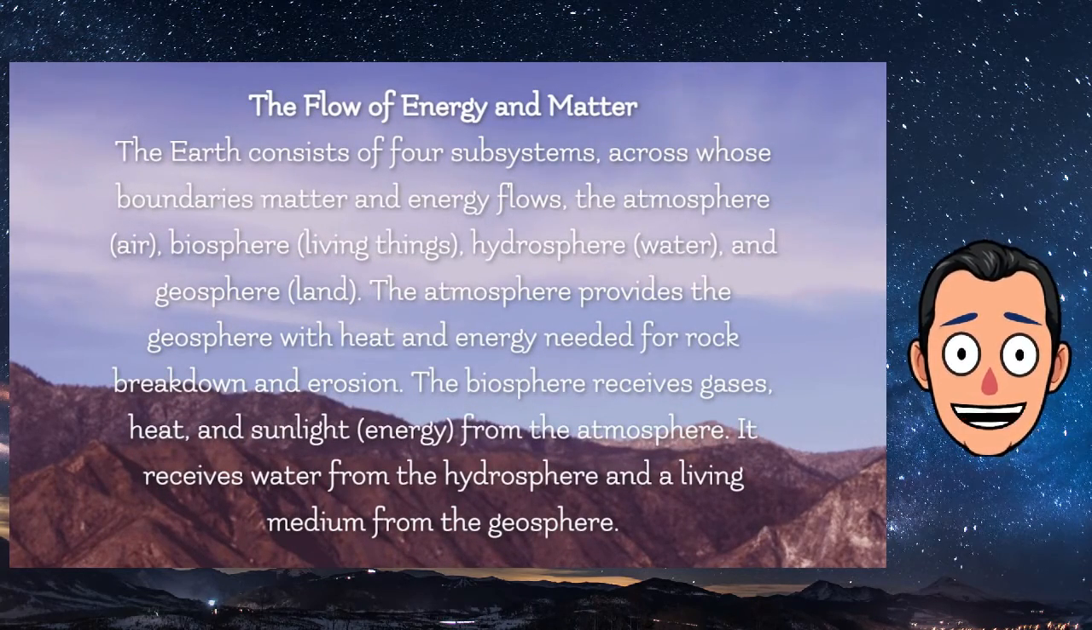The flow of energy and matter. The Earth consists of four subsystems, across whose boundaries matter and energy flows: the atmosphere, air; the biosphere, the living things; the hydrosphere, the water; and the geosphere, the land.